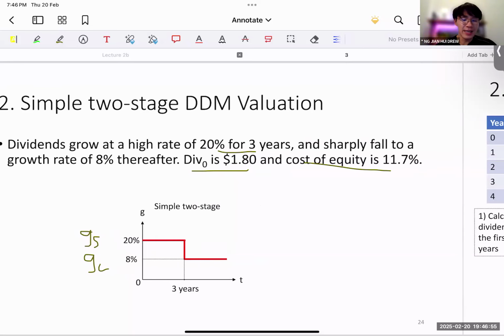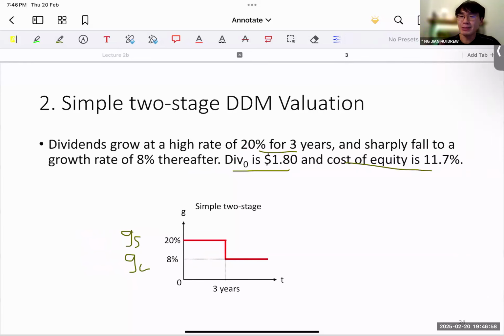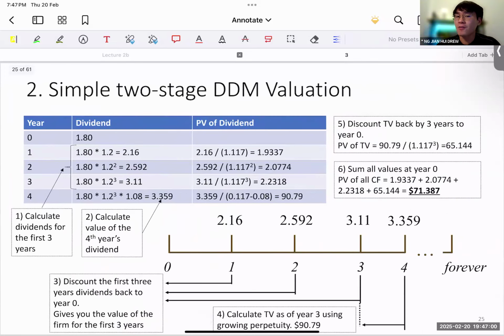So this question, typically examiners will test you on this because it requires quite a bit of calculation and understanding of how to use the formula. So let's try to dissect this.